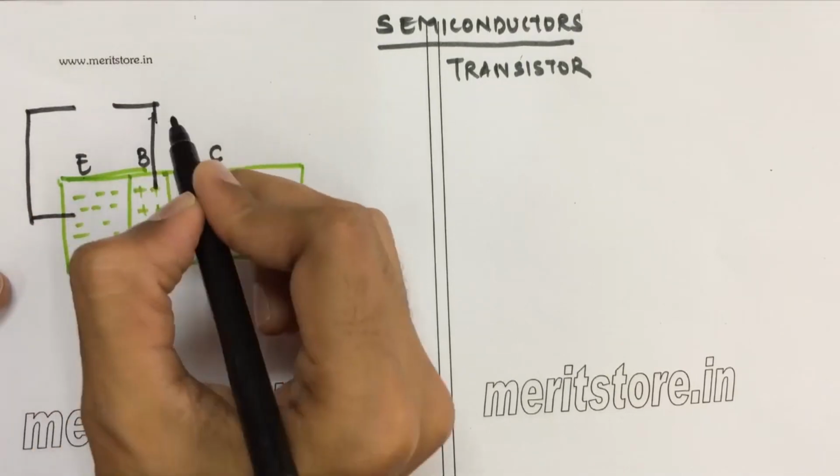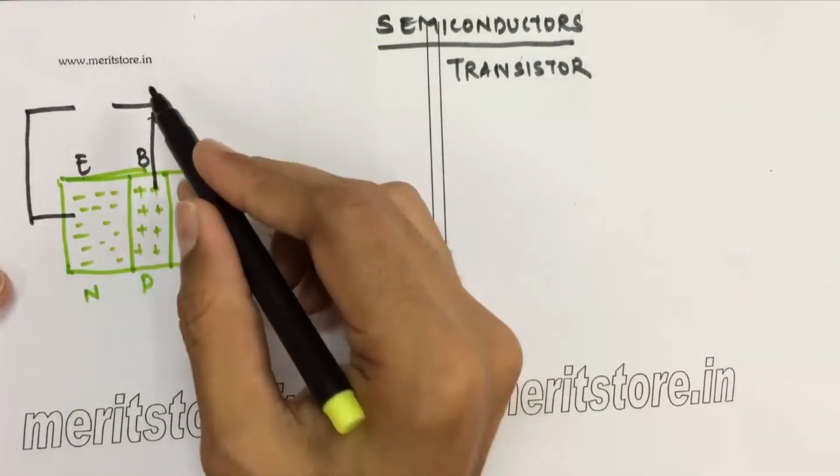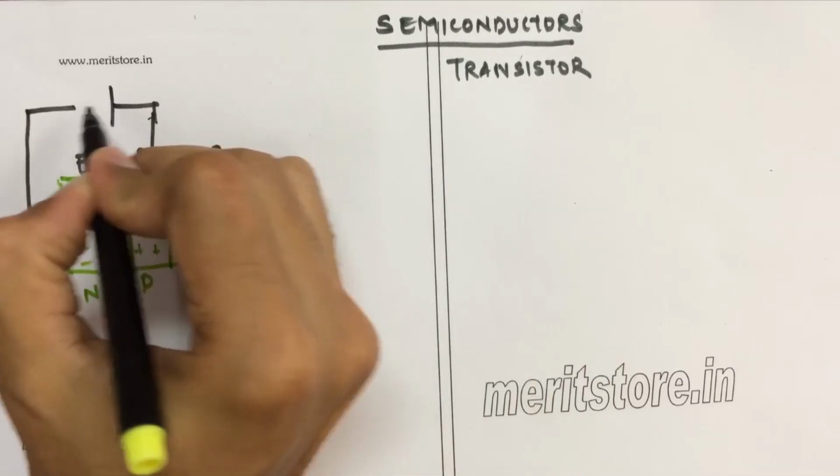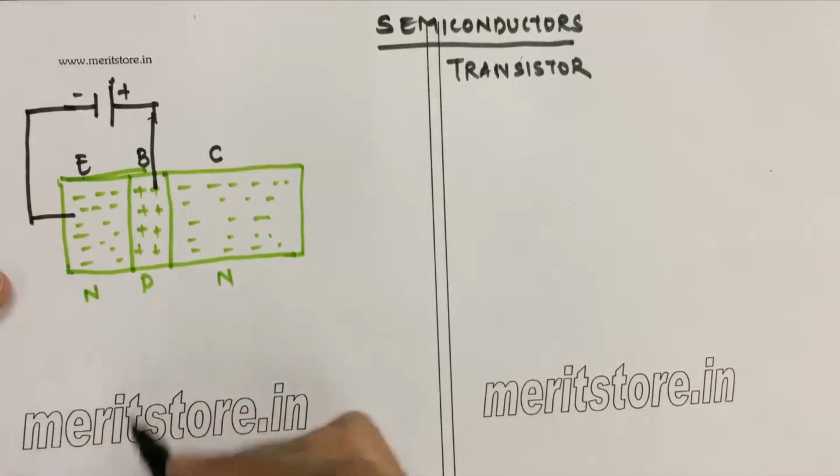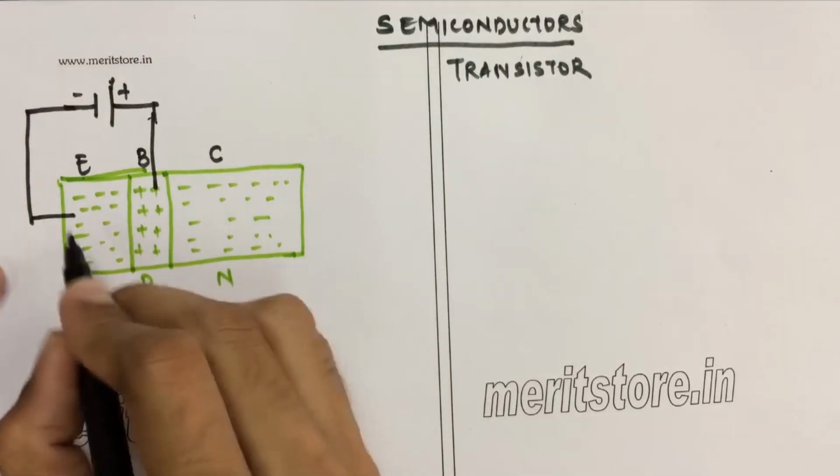Now what do you mean by forward biasing? We connect the negative with the negative terminal, positive with the positive terminal of the battery. So here this goes the positive and here it goes the negative. Okay, so when this is done, we again think about the other part.